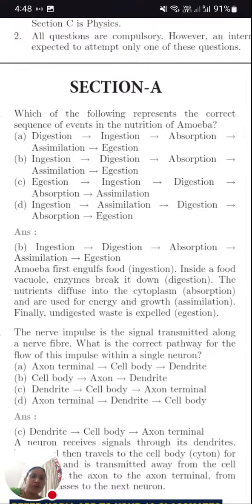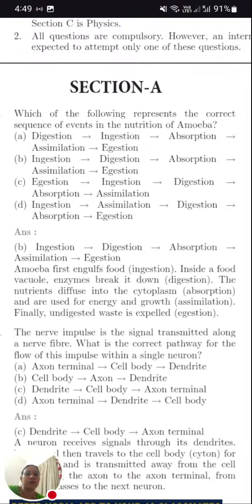The first question: which of the following represents the correct sequence of events in nutrition in amoeba? If you recall, for nutrition in amoeba, you need to write around 5 steps. The first one, amoeba is a unicellular organism. Its mode of nutrition is holozoic. It obtains its food by phagocytosis. After writing these points, we start out with ingestion.